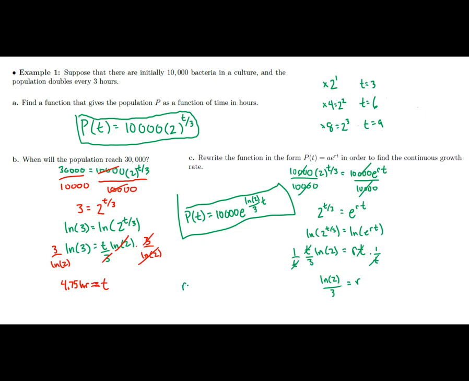And now, even though I want to keep it exact in the function itself, let's go ahead and figure out approximately what this is equal to. It's equal to 0.231. So in other words, we have a continuous growth rate of 23.1%.